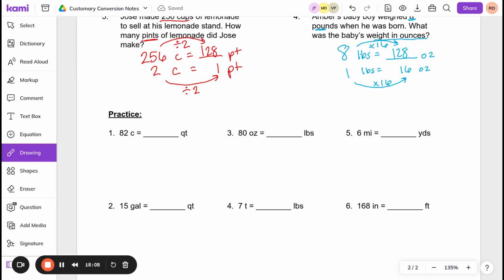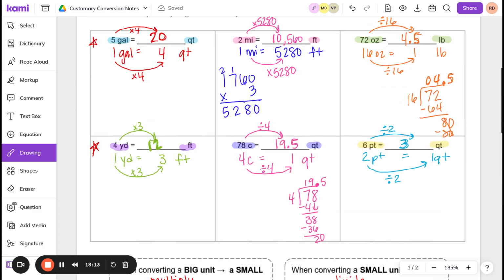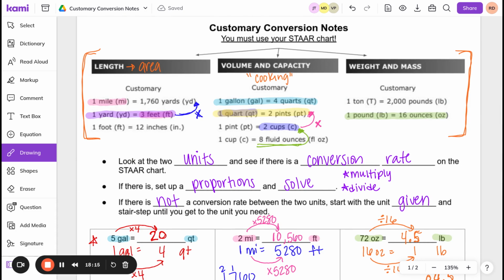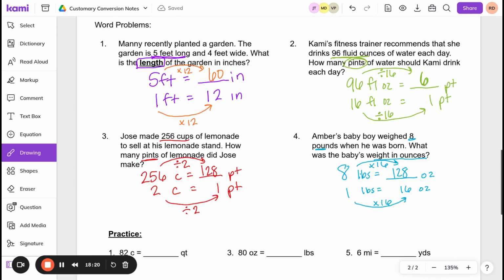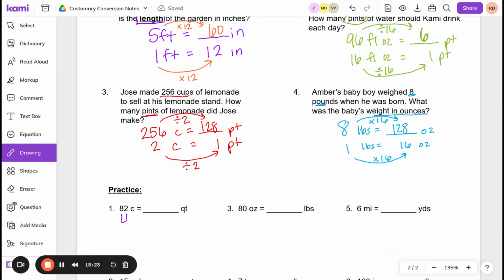So number 1 is 82 cups equals blank quarts. So up on your star chart, cups and quarts are not aligned, but there are 4 cups in a quart. So 4 cups equals 1 quart. I'm getting to a smaller number, so I need to divide by 4. Whatever I do to the bottom, I do to the top. And 82 divided by 4 equals 20.5.